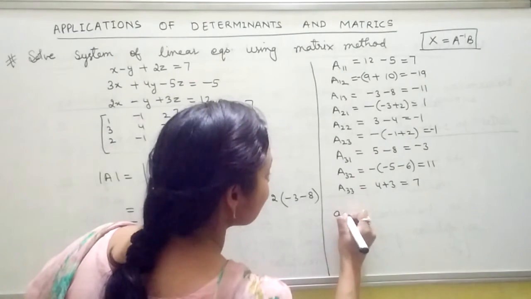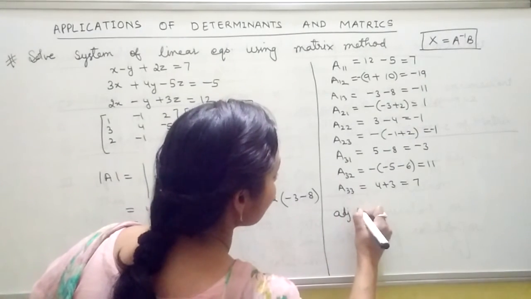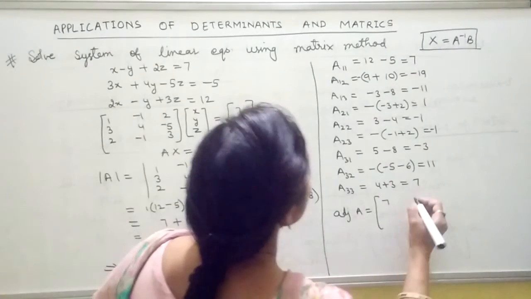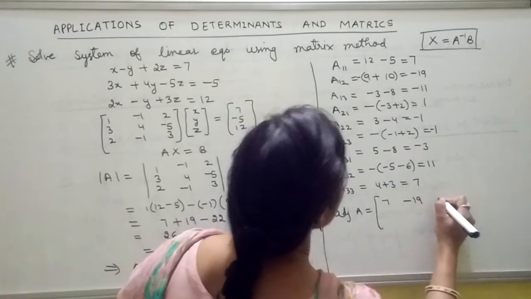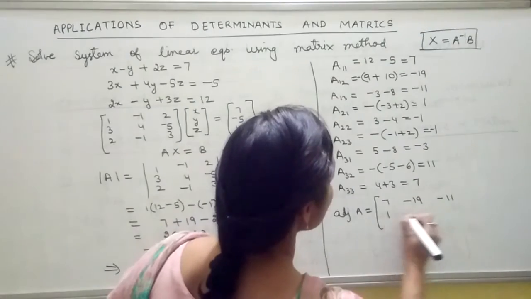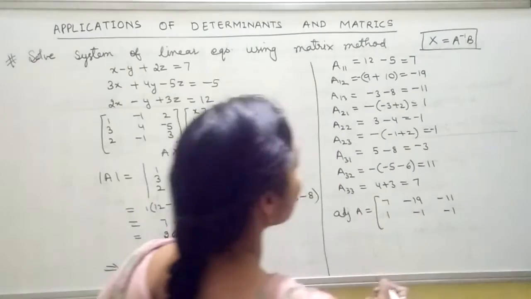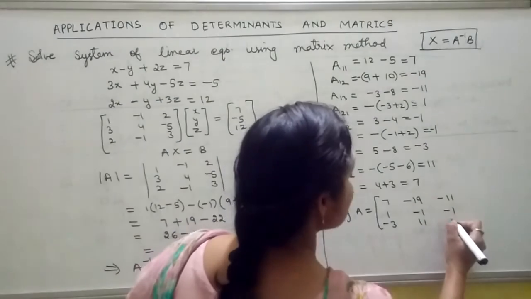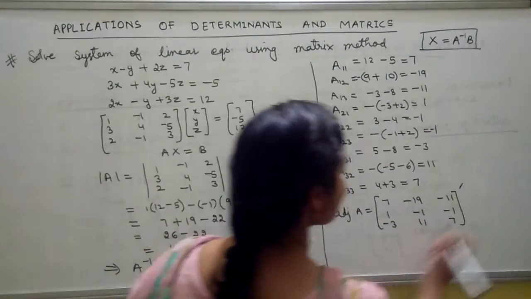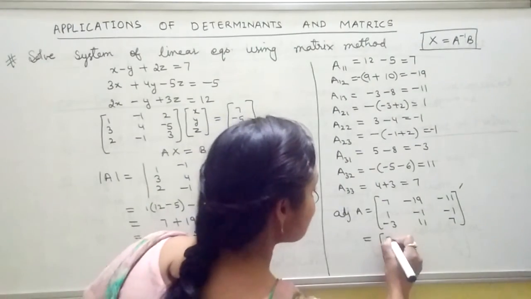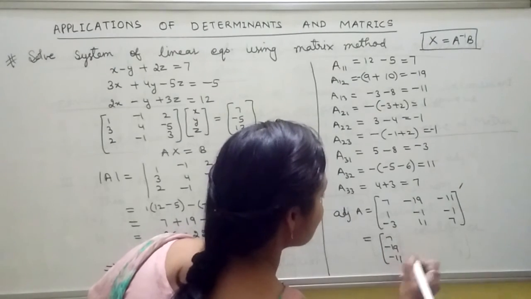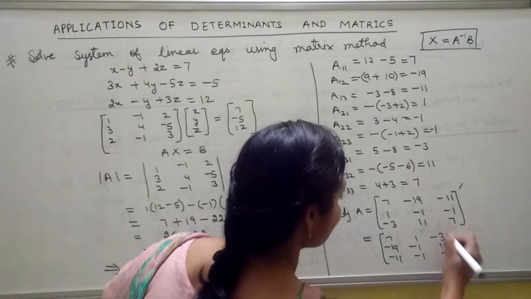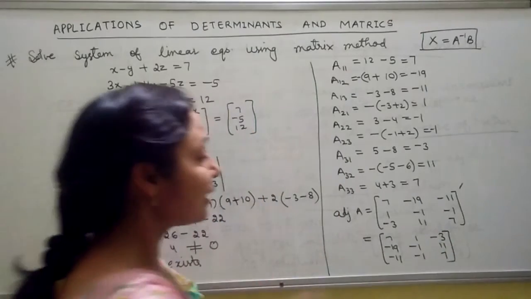So the adjoint is the adjoint of A. Write the cofactors: 7, minus 19, minus 11, 1, minus 1, minus 1, minus 3, 11 and 7, with the transpose of this one. So we have 7, minus 19, minus 11, 1, minus 1, minus 1, minus 3, 11 and 7 transpose. Okay, this is the adjoint.